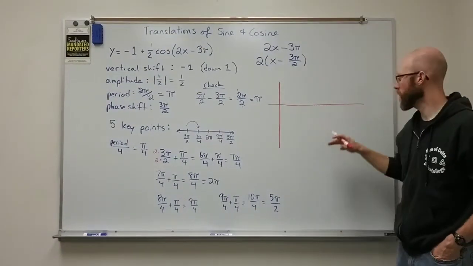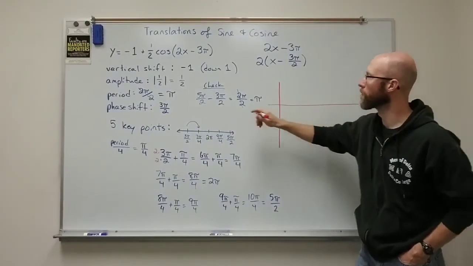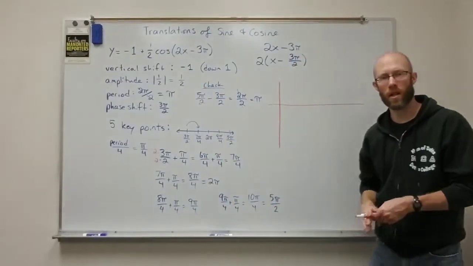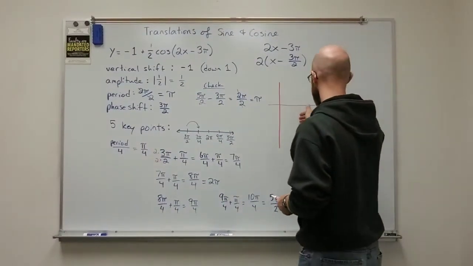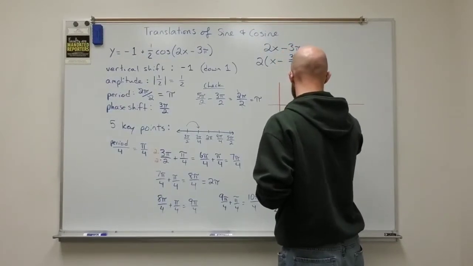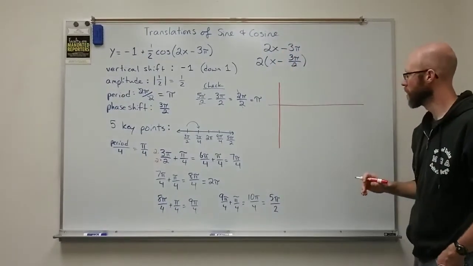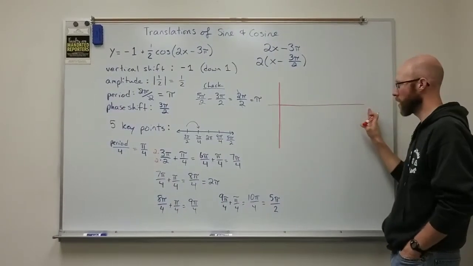Now the x-axis I put a little bit high on here because I know that my vertical shift is down, so I want a little bit extra space below the x-axis. Let me fix this a little bit, I have a little wobble in there. I think that's better.